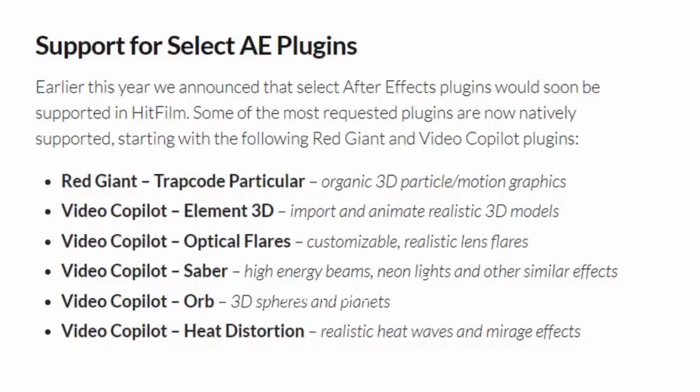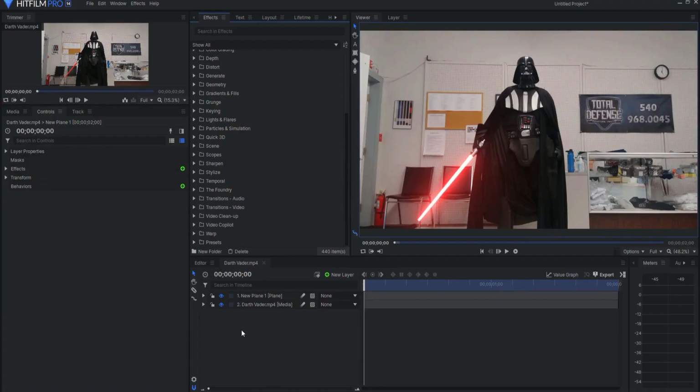Number 15, support for selected After Effects plugins. This includes Red Giant's Trapcode Particular, as well as Video Copilot's Element 3D, Optical Flares, Saber, Orb, and Heat Distortion plugins. So I downloaded Video Copilot's Saber plugin, and when I installed that directly into the HitFilm plugins folder, it created a new folder called Video Copilot, and Saber Layer Only was added.